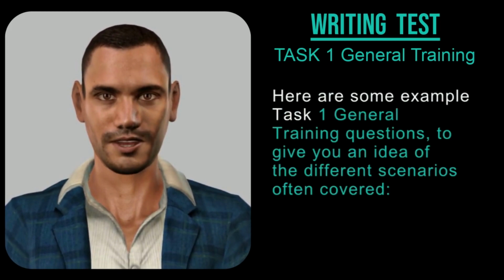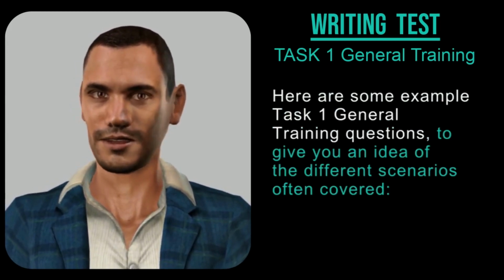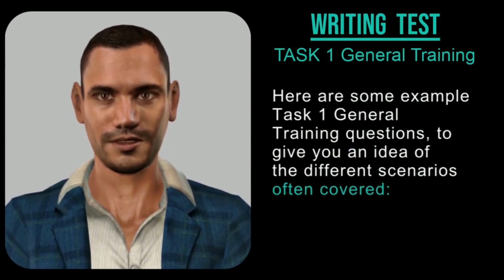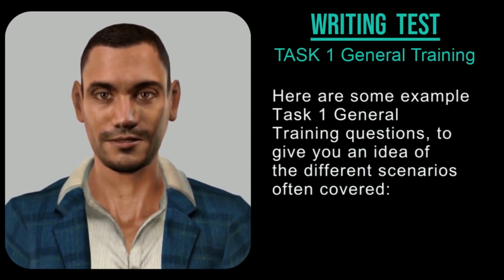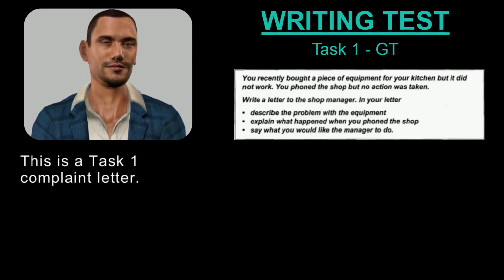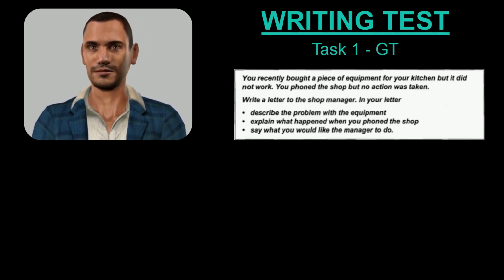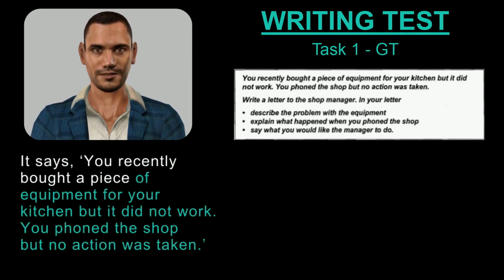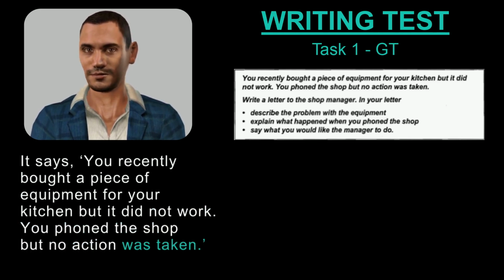Here are some example Task 1 General Training questions, to give you an idea of the different scenarios often covered. This is a Task 1 complaint letter. Let's read it together. It says, you recently bought a piece of equipment for your kitchen, but it did not work. You phoned the shop, but no action was taken.